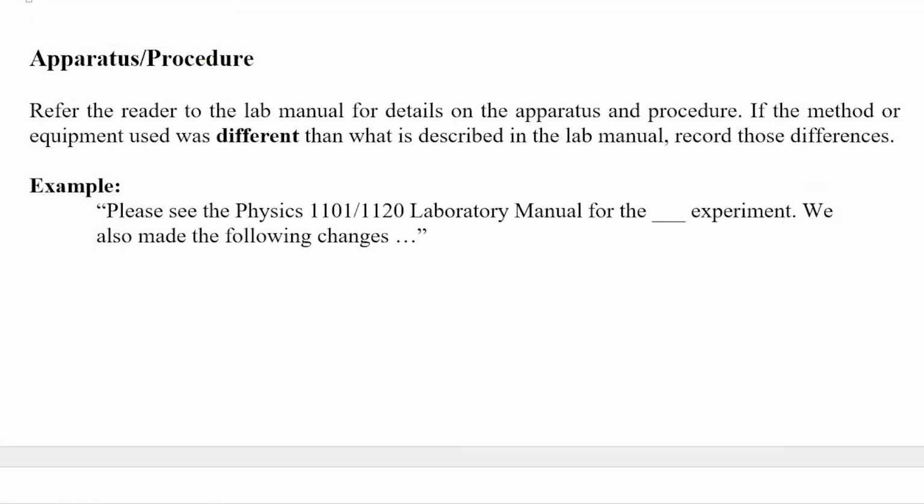So the next thing to go in your typed report is your Apparatus procedure section. And this again can be identical to what you have in your lab notebook.